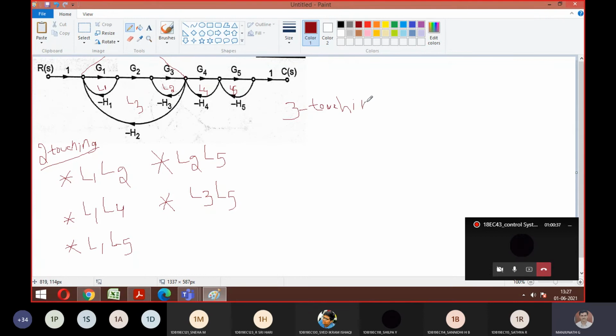Do we have 3 non-touching loop possibility? Observe and tell me clearly. L1, L2, L5. Okay, let me trace it. L1, L2, L5. Very good. So I hope you understood now how to trace the 3 non-touching loop. See, loop 1 is here, loop 2 is here, and loop 5 is here. So all 3 are separate.